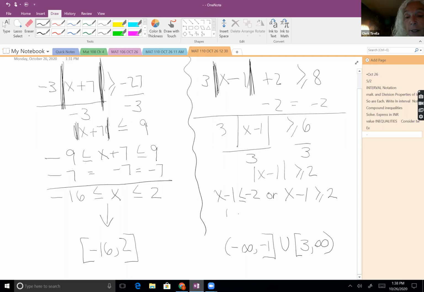Solving on the right, I'll add 1 to both sides. And I'll get x is less than or equal to -1, which gives me the interval from -∞ to -1. On the left, adding 1 will give me x is greater than or equal to 3, giving this interval. And when I see that word or in the middle, I know I need to take the union.